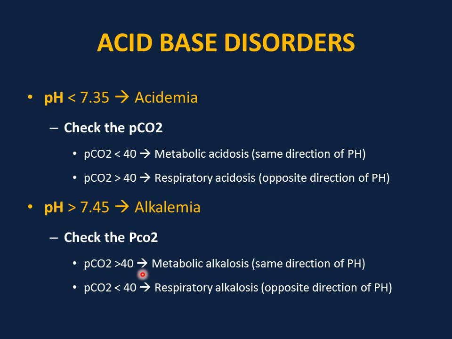Also, you can see the same here. If the pH is high and the PCO2 is high, this is metabolic alkalosis. So if both of them are high, this is metabolic alkalosis. And if they are in the opposite direction, the pH is high and the PCO2 is low, this is respiratory alkalosis. We'll learn that more in the next few slides.